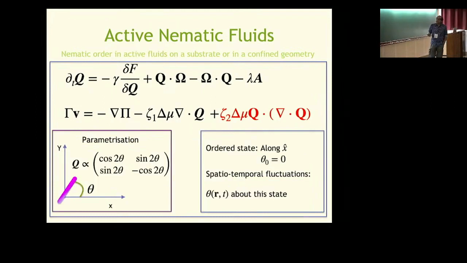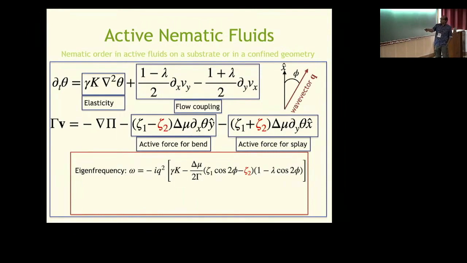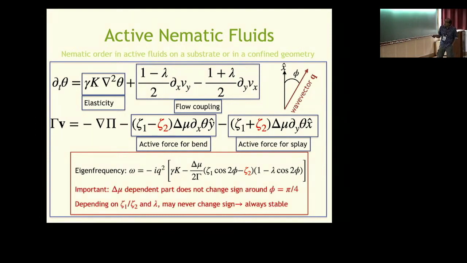Right. So I again look at the stability of an ordered state. I again parameterize the Q-tensor in terms of the angle field. And you see that this is the promised different active force density for splay and bend. If you look at the eigenfrequency for the angular fluctuation now, you see that it has acquired this extra zeta 2 piece, which tells you that this active bit doesn't change sign around pi by 4. In fact, this whole thing can be negative, without the negative sign, for all values of phi for some choices of zeta 1 and zeta 2.